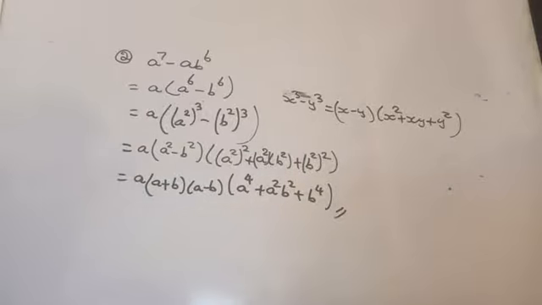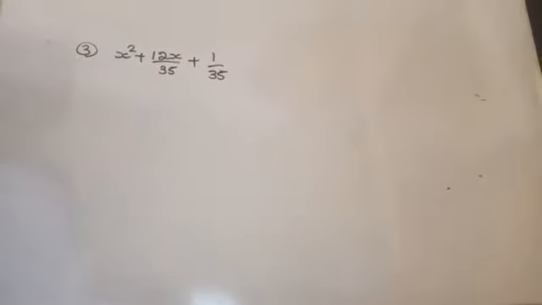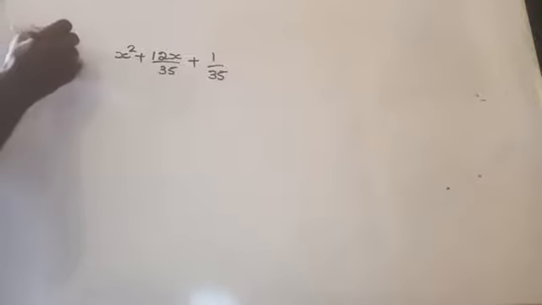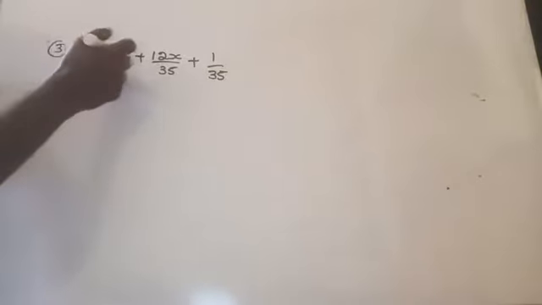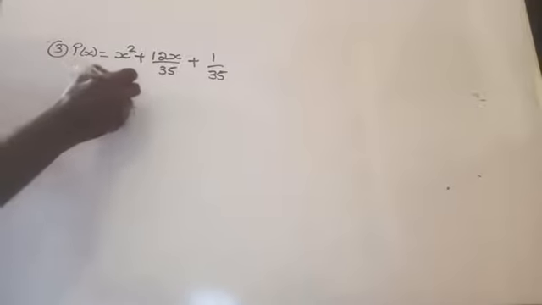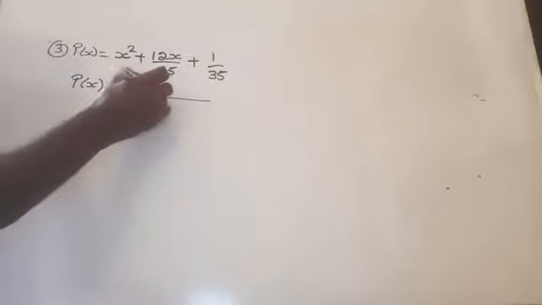Third question is x square plus 12x by 35 plus 1 by 35. Am I right? Yeah. How will you do that? The product of the two integers should be 1 by 35 and the sum of the two integers should be 12 by 35. Otherwise, better, you can take the LCM. That is p of x, that is given. So p of x is equal to, LCM is 35, so 35x square plus 12x plus 1 by 35.